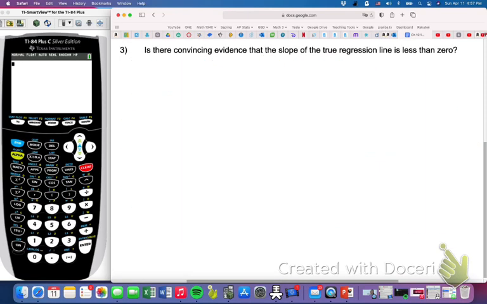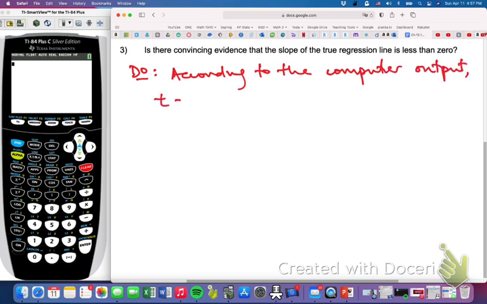Okay, so the next step is the do step. Now, when you're given a computer output, it is so easy to read the t-statistic and the p-value from the computer output. All you have to do is read the second row. According to the computer output, the t-statistic is negative 10.12 and the p-value is approximately 0. You see the big T and the big P on the computer output? T stands for t-statistic and P stands for p-value. And you have to read the second row, right?